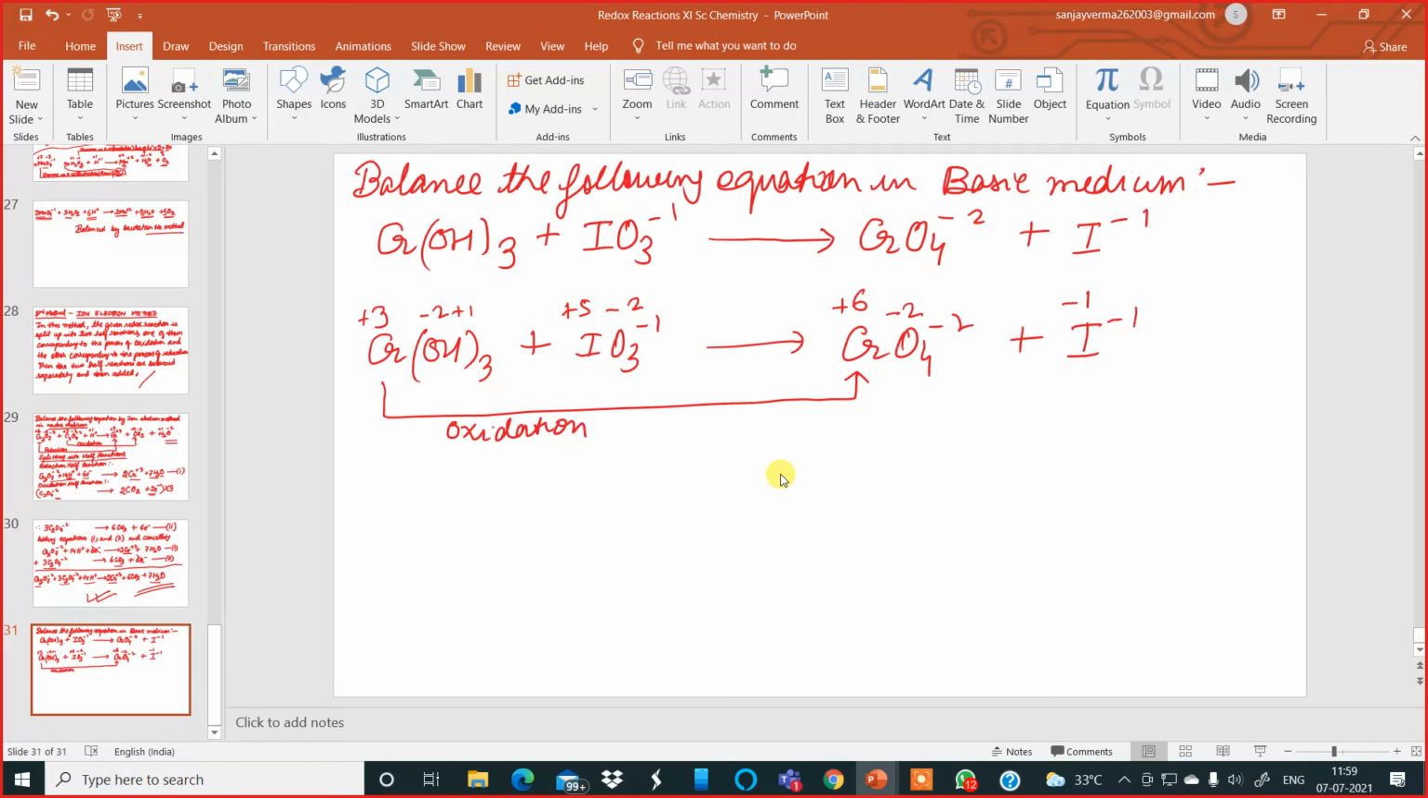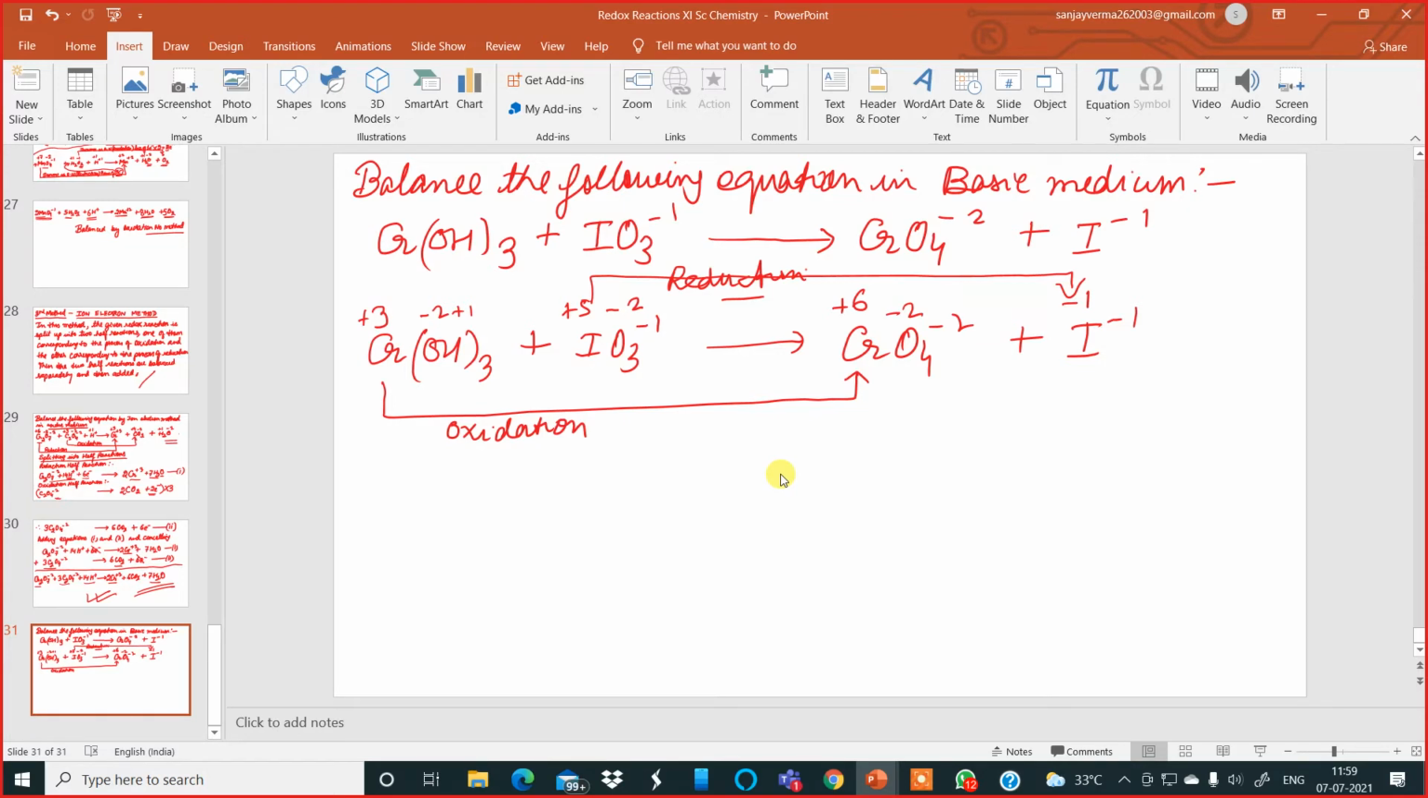Whereas the next element which is changing its oxidation number is iodine. It is changing from plus 5 to minus 1. Have a look. So it is decreasing. So this one is reduction. This part is reduction. So now we know which part is oxidation, which part is reduction.